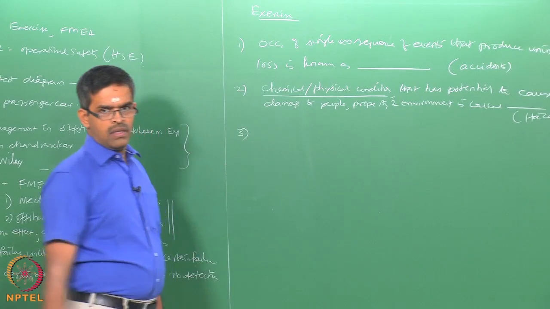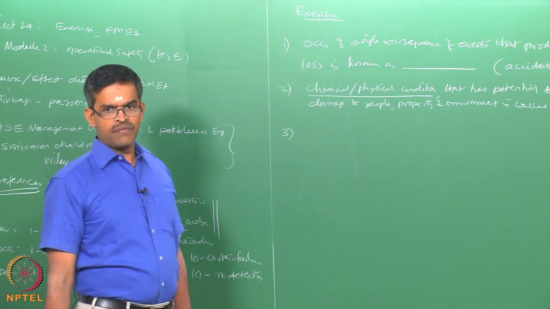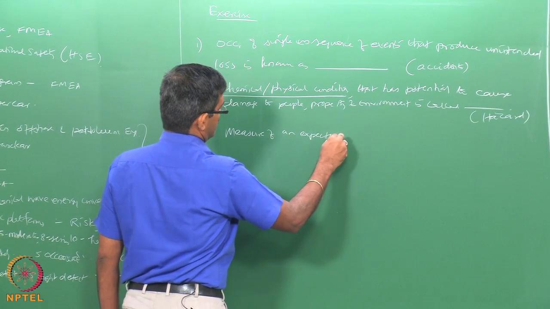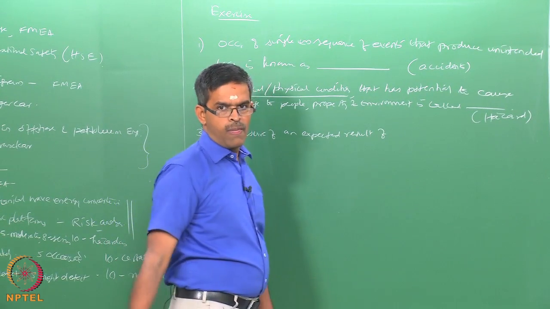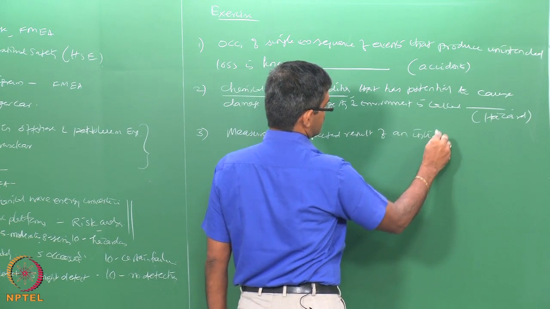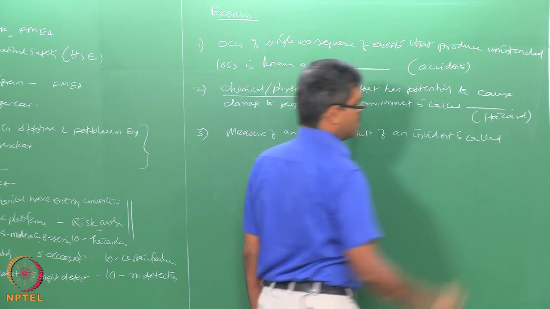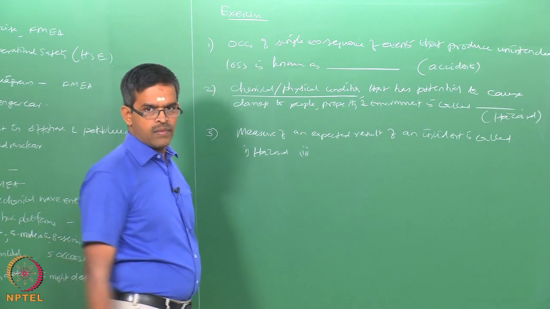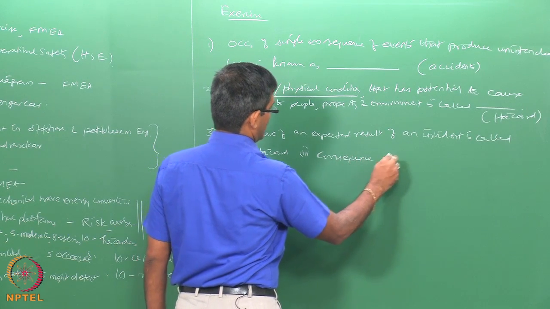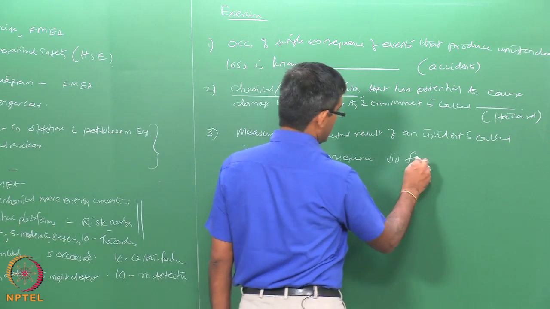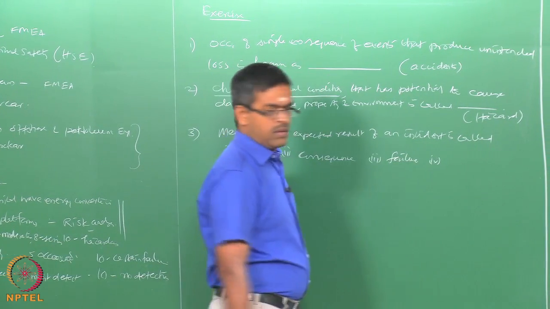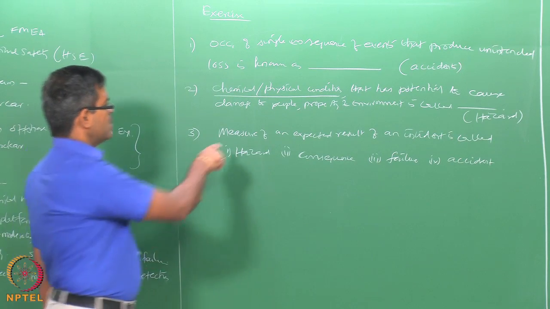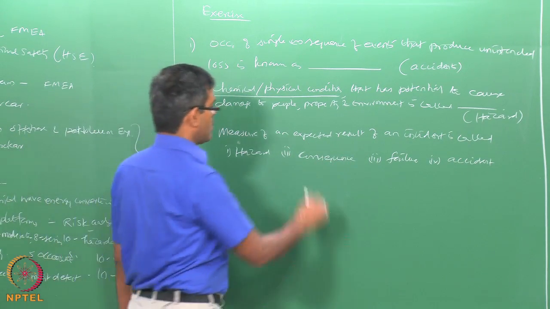Third, measure of an expected effect of the results of an incident. Measure of an expected result of an incident is called, let us say there are varieties of answers available here: hazard, consequence, failure, accident. So, I am looking for the measure of an expected result of an incident. Nothing but the consequence.